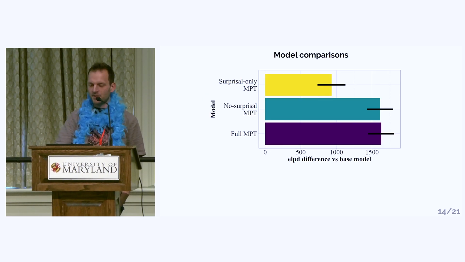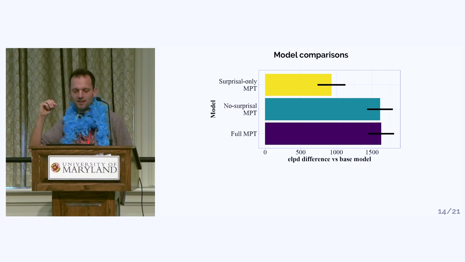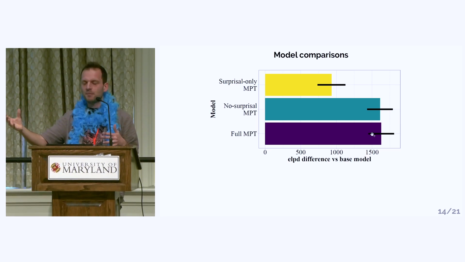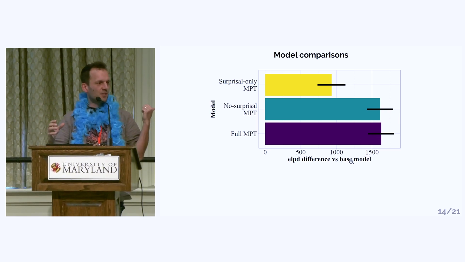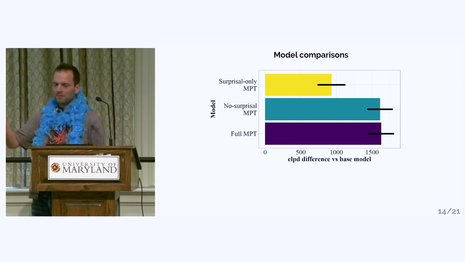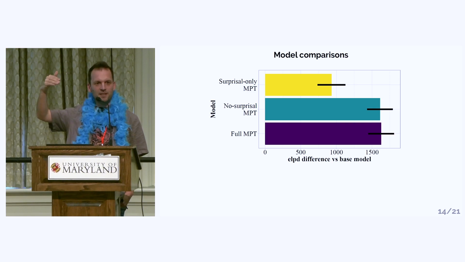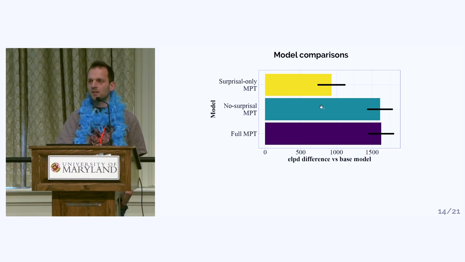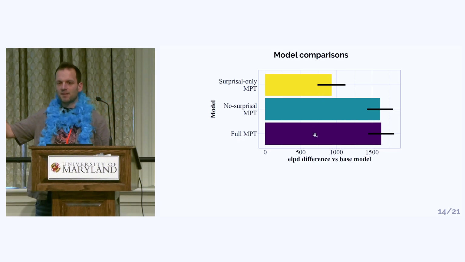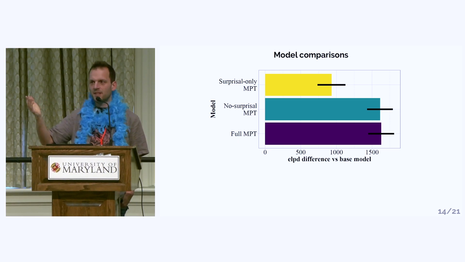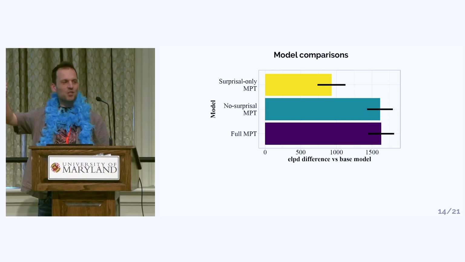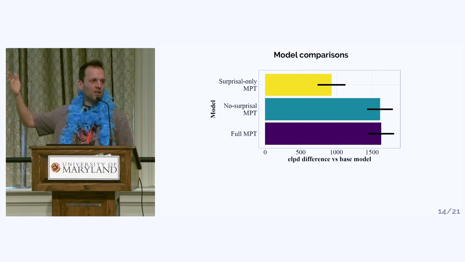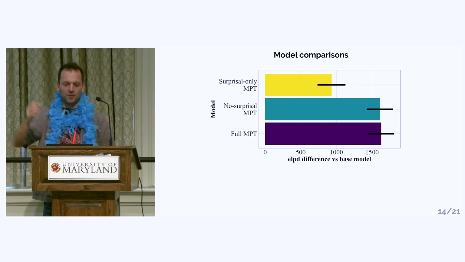And when we now do our model comparisons, ELPD is expected log pointwise predictive density. That is how well the unseen data are predicted by the model versus the base model, which is the lme4 model that we just saw. And it turns out that if I only put surprisal as a predictor in the MPT, I don't put condition in, I don't put construction in, only surprisal, that performs better than the base model, but what performs even better is when I put in the categorical predictors, construction and condition. And when I put surprisal on top, that doesn't actually do much. It's not worse, but it's also not decisively better. That's what the error bars tell you.